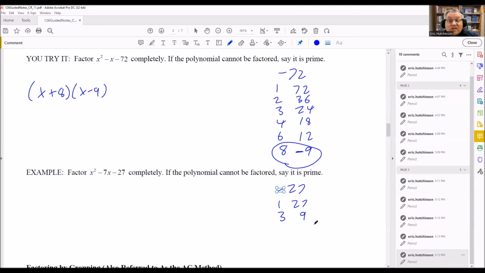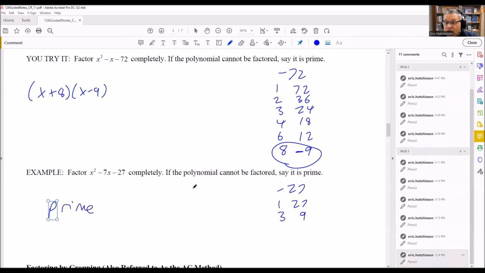So we have a situation here where there's no combination where I can multiply to make negative 27 but have it add to be negative 7. When that happens, the polynomial cannot be factored. In the instructions here, it says that if the polynomial cannot be factored, say it's prime. This is actually going to be the answer. I want to put prime on here, can't be factored, because again, I can't find two numbers that multiply to make negative 27 and add to be negative 7. So when that occurs, if you can't find a combination that works, then you're going to say prime. It cannot be factored.